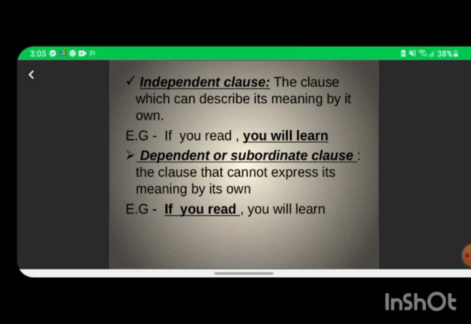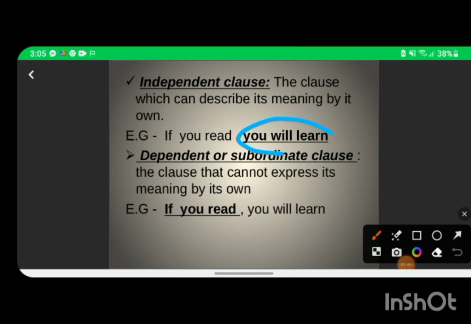Independent clause: the clause which can describe its meaning by its own. For example, you can see here, "you will learn." It can describe its meaning, but "if you read" cannot describe its meaning. For this reason, "if you read" is a dependent clause, and "you will learn" is an independent clause.